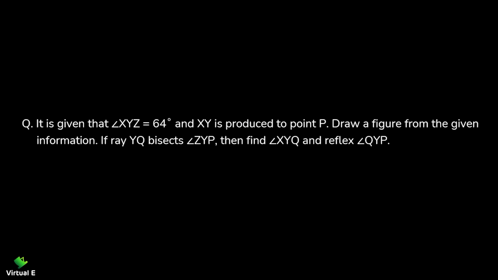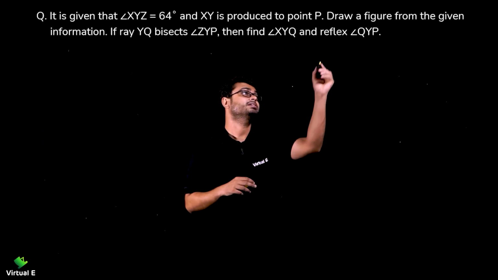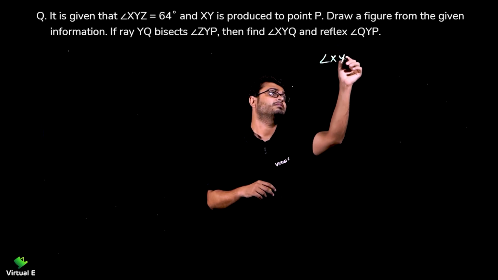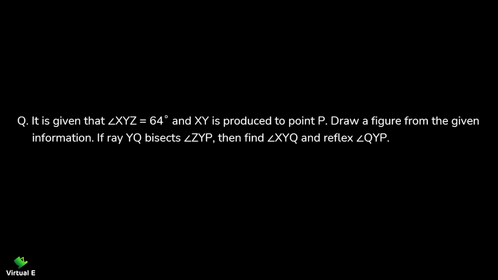Let's discuss one more question. It is given that angle XYZ is equal to 64 degrees. So let's mention angle XYZ is equal to 64 degrees. XY is produced to point P. Draw a figure from the given information.